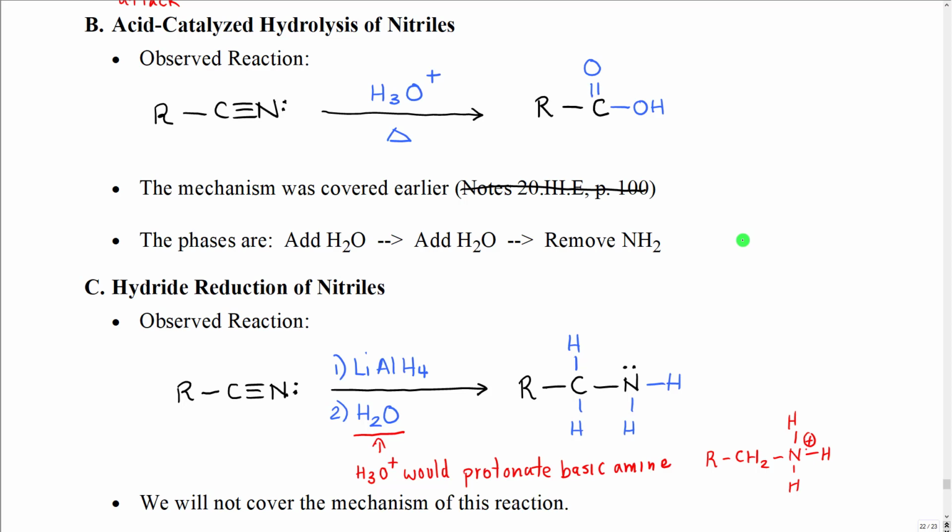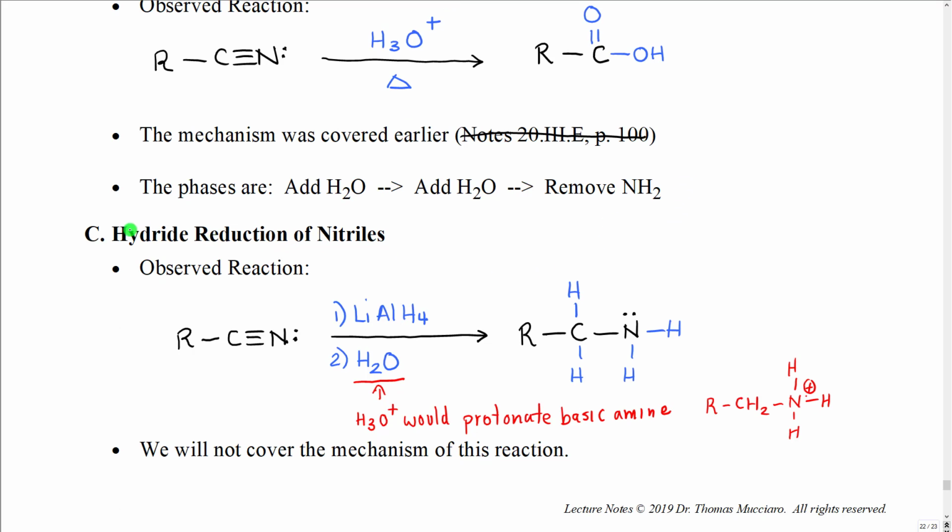I'm going to discuss with you two important reactions of nitriles. The first is the acid-catalyzed hydrolysis of nitriles. We actually discussed this earlier in this chapter. We saw that we could take a nitrile, put it in with aqueous acid and heat, and we would make the carboxylic acid. This is, again, a classic PRAM mechanism, heteroatom exchange. The phases were add water, and then remove NH2, and in fact, the mechanism is fully covered in an earlier section of these notes.